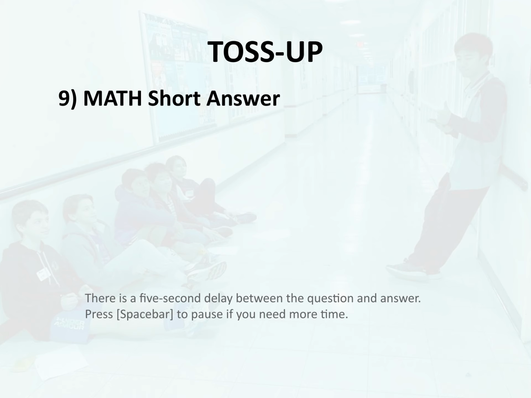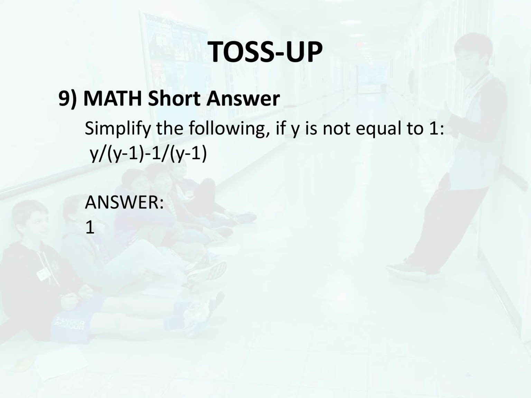Toss-up 9. Math. Short answer. Simplify the following: if y is not equal to 1, y over the quantity y minus 1, minus 1 over the quantity y minus 1. Answer, 1.